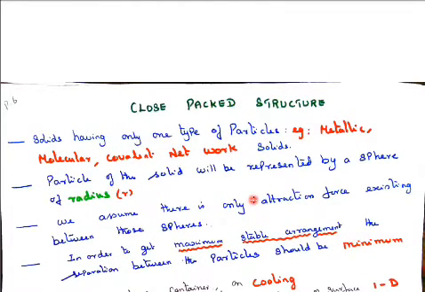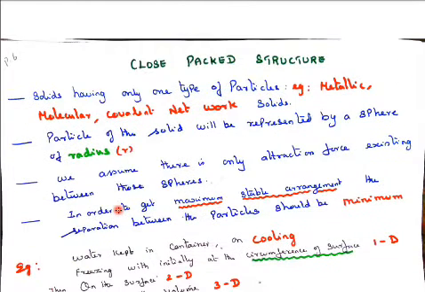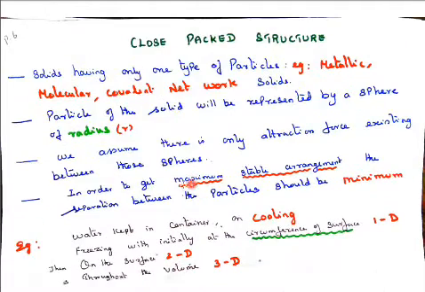Particles of solids will be represented as spheres of a given radius. Already I told you that atoms are considered as spheres only because they are minute, with a very small surface, so we will consider them as spheres, not rectangular or any other shape. So assume there is only a force of attraction between the spheres. To get a maximum stable arrangement, the distance between the two particles should be very minimum.